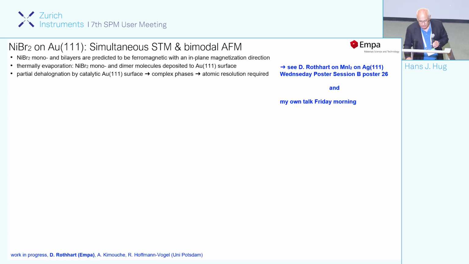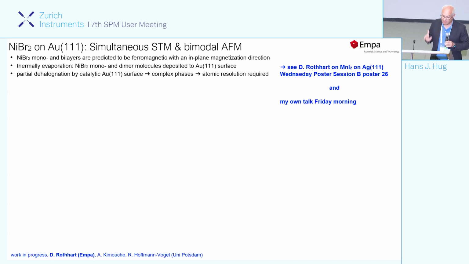Now let me show you these multimodal measurements. What I show you here is nickel bromide deposited on a gold single crystalline surface. Here we first did simultaneous STM and bimodal AFM. Now, nickel bromide mono and bilayers are predicted to be ferromagnetic with an in-plane magnetization.